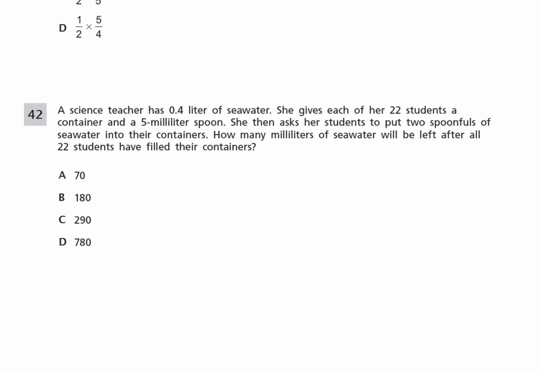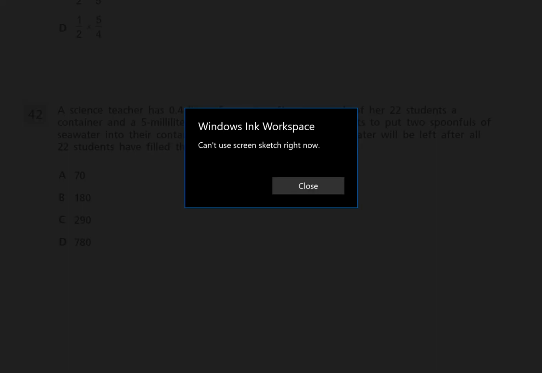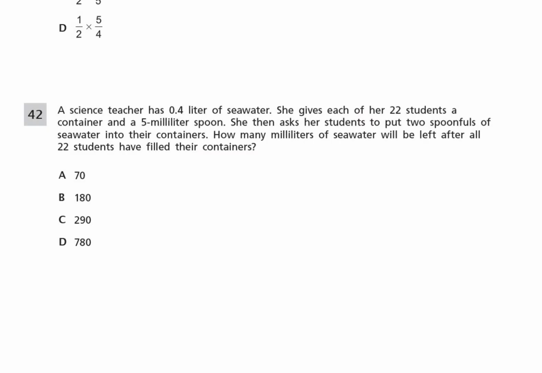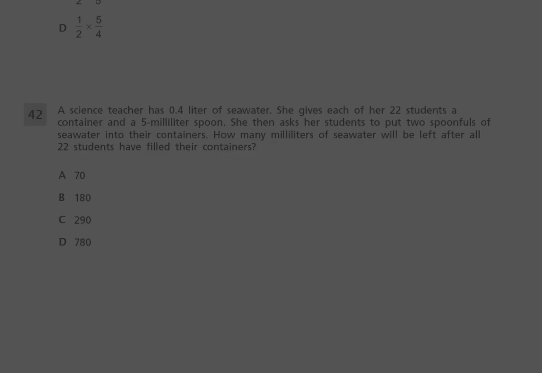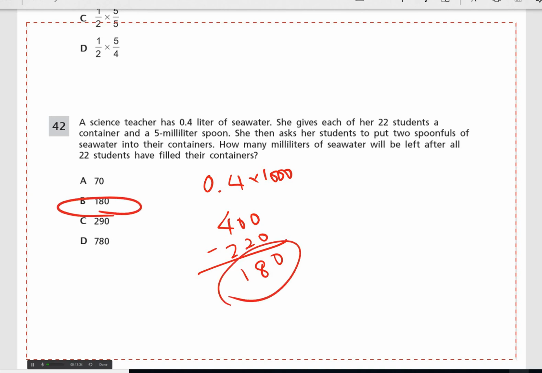Okay, so first you have to find out 0.4 equals how many milliliters? So 1 liter equals 1,000. Okay, so it's 400. And then if each student is using 10, right? So it's 220. So look, 180 is left.